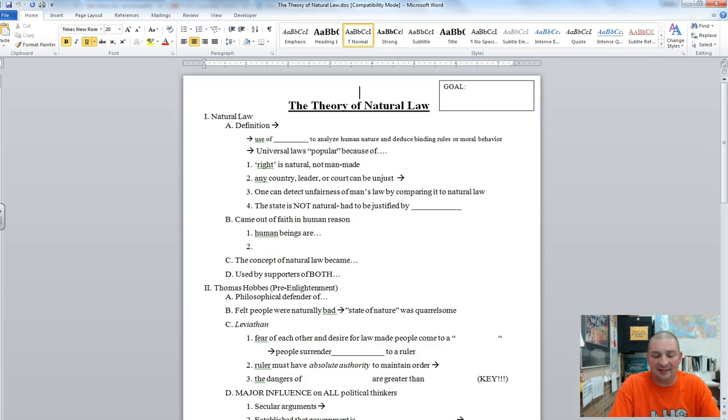Now, take a second. Talk with your partner about what this concept is. It's not a book. It's not a single work. What is this concept? Go ahead.